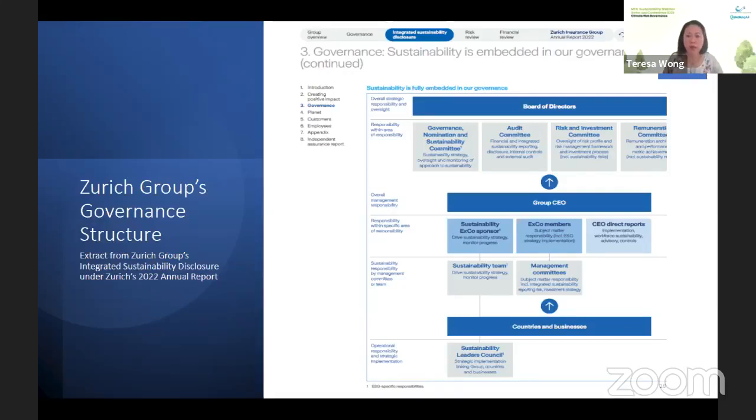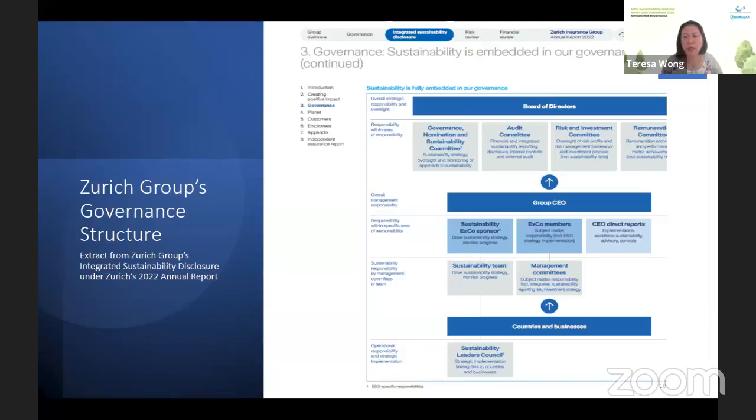Then obviously we have the audit committee who will look at the financial and integrated sustainability reporting. So we have disclosed the integrated sustainability disclosures since 2021. And this you can basically get online in the public forums, right? Then we also have the risk and investment committee.